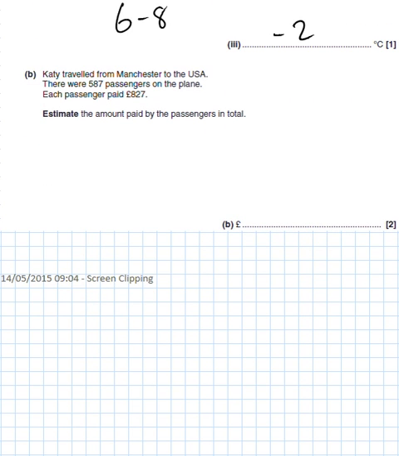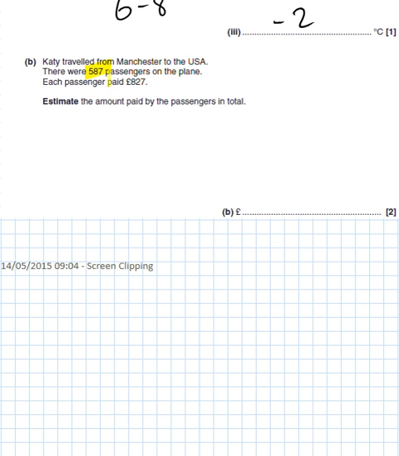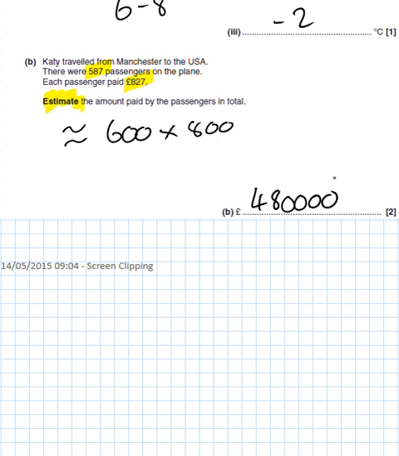And then finally at the bottom, Katie travelled from Manchester to the USA. There were this many passengers on the plane, and each passenger paid roughly this. Estimate, see it's in bold, so you're not working this out, how much they paid in total. So let's make the passengers roughly equal to 600 passengers we'll go for, and they each paid roughly £800. 6 times 8 is 48, and then we've got 1, 2, 3, 4 zeros there, and that's our job done.